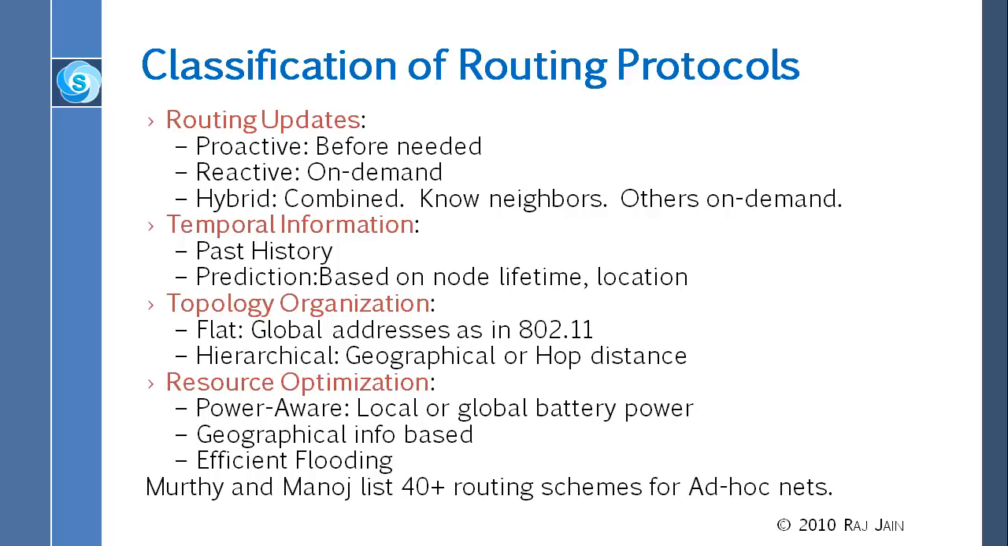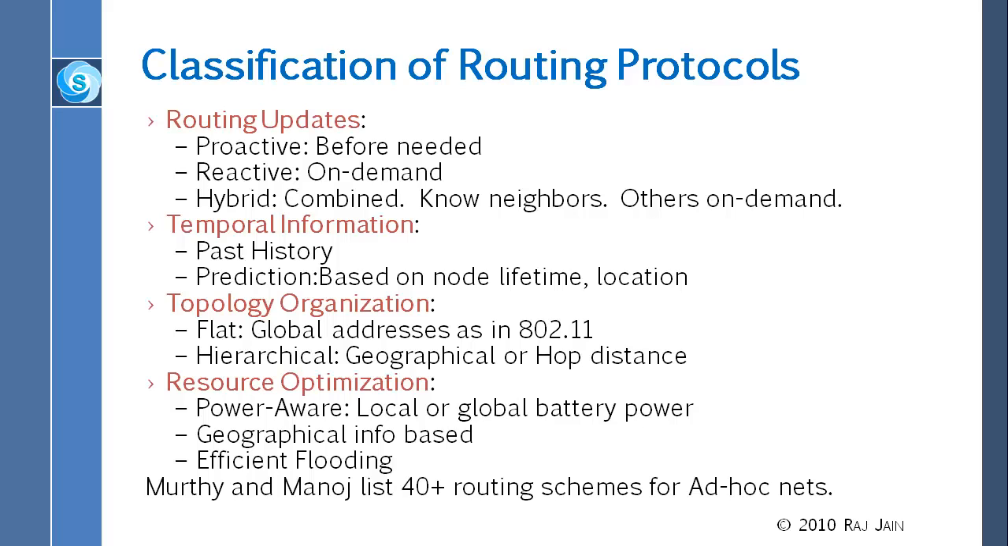Then comes the temporal information. So whether we use the past historical knowledge or not, how long old we can use depends upon how fast the network changes, and how obviously the nodes have their own lifetime, and so depending upon where they are located, they could go up and down, and so that's another issue.